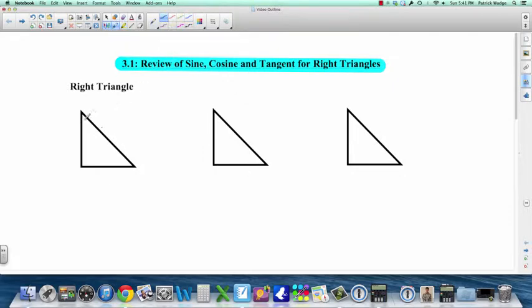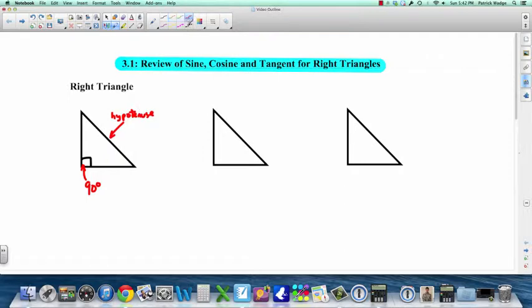So a right triangle, of course, looks like this. This is the right angle here. The way we show the right angle is with that little square. And of course you know that the right angle is how much? 90 degrees. The side across from the right angle, this side here, has a special name. It's called the hypotenuse.